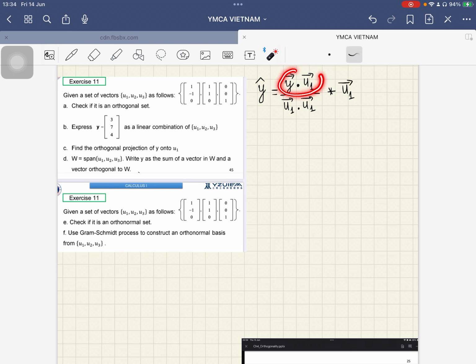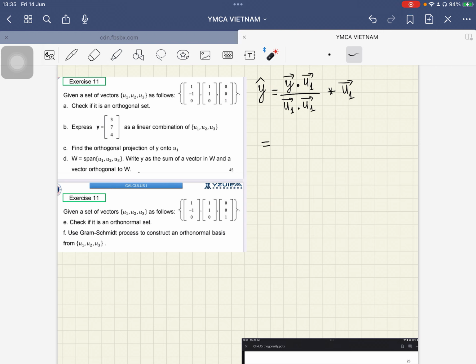Please distinguish, this one is the dot product between y and U1. This is the dot product between U1 and U1, but this one is multiply. So I use this star symbol to distinguish with this one. This one is dot products and this one is multiply. So we have the dot products between y and U1.